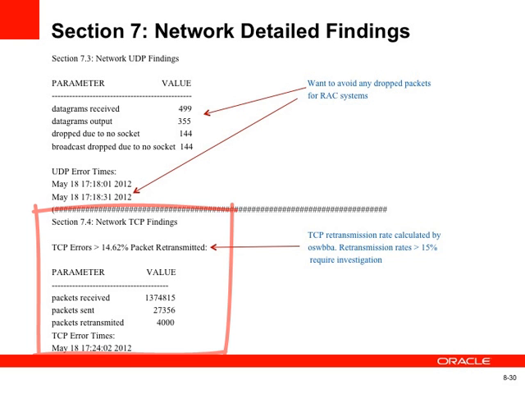Section 7.4 lists TCP protocol errors. Retransmission is the most important statistic listed here. The analyzer calculates the retransmission rate. In this example, the retransmission rate is borderline high, 14.62%. A rate of 15% should require an investigation. The information provided in the network detailed section is listed for reference. Significant problems detected will be listed in the top of the analysis report in Section 3.